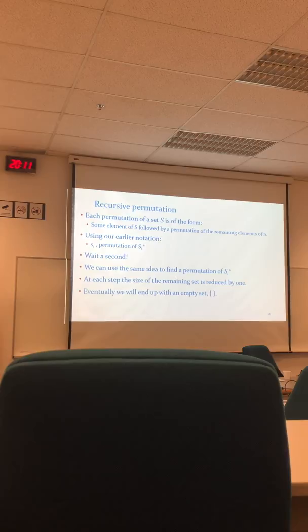S1 star is the subset of elements here excluding S1. So that means what we need to do is, for those that start from S1, it will end with one of the permutations of this set that excludes S1. In other words, we can decompose the original problem into all these sub-problems. So until then, this sub-problem is to find out the permutation.